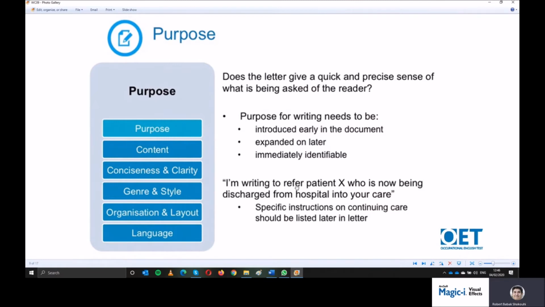Example: I'm writing to refer patient X, who is now being discharged from hospital, into your care. Then specific instructions on continuing care should be listed later in the letter. So later you actually explain more about the discharge and what needs to be done. But here it is quick and precise. Very quickly, I'm referring this patient who is being discharged.